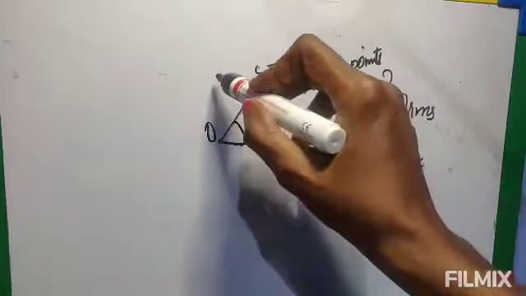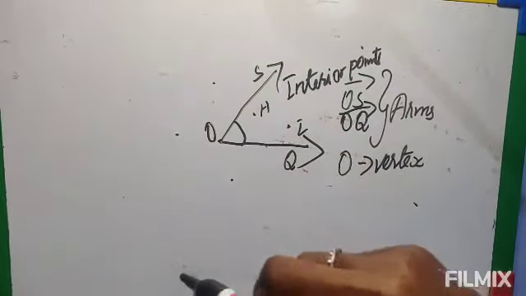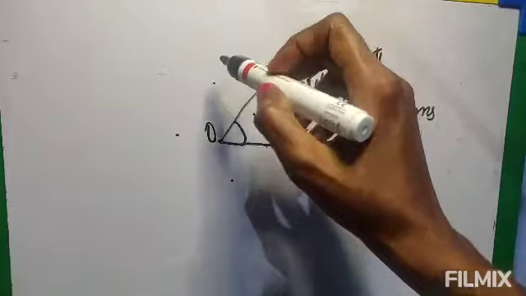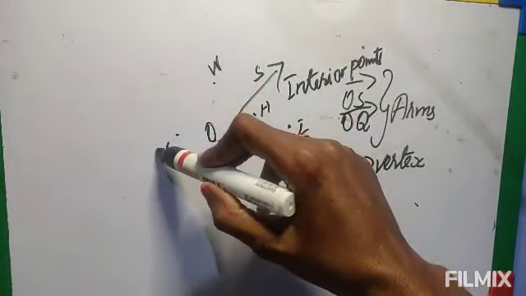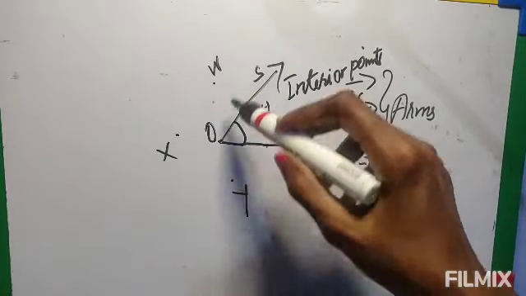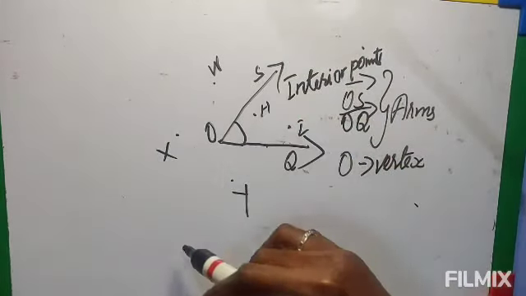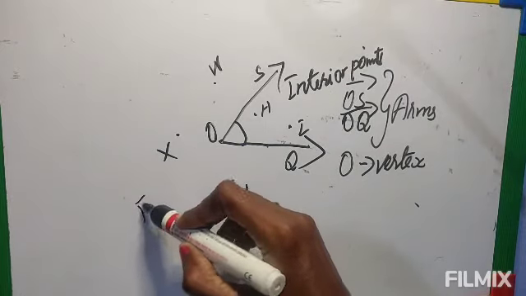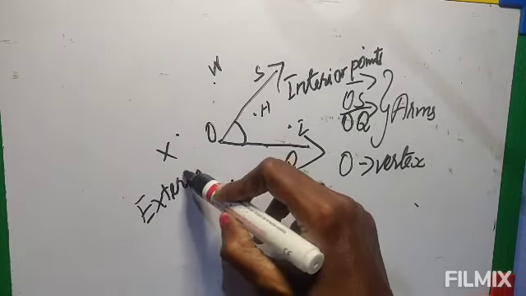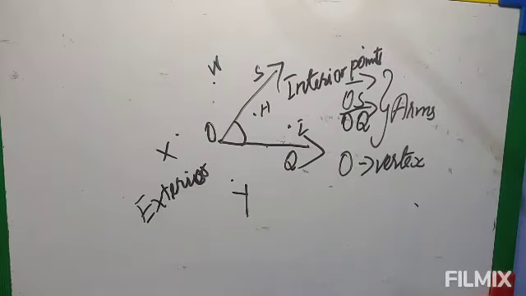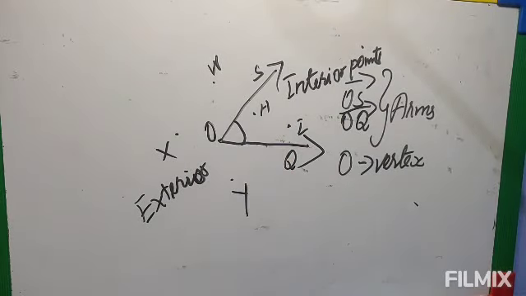Suppose there are points outside. Here this point, let's name it W, this point is X and this point is Y. These 3 points are outside the angle, so they are called exterior points. So inside the angle, the points are called interior points. If they are outside, they are called exterior points. Only this much is there.